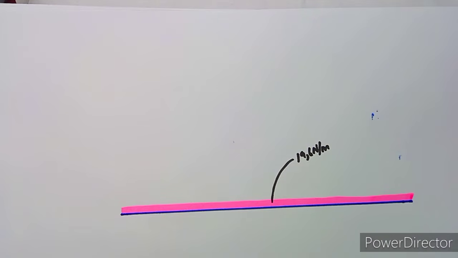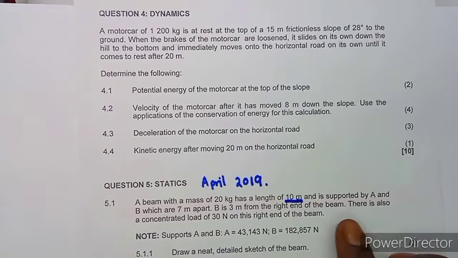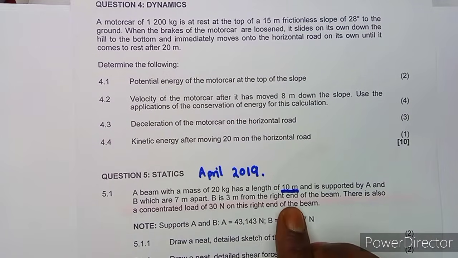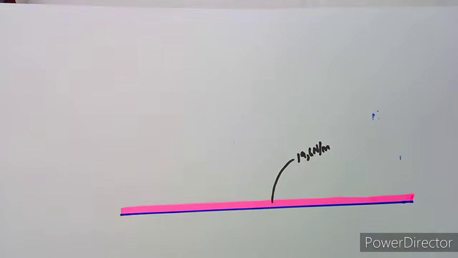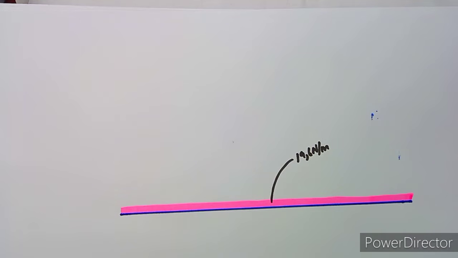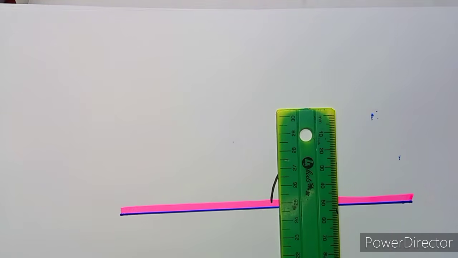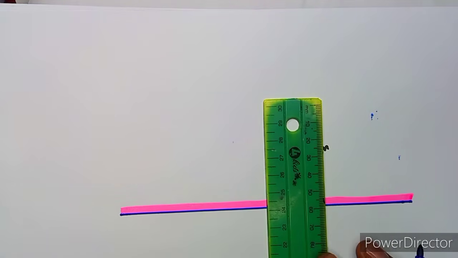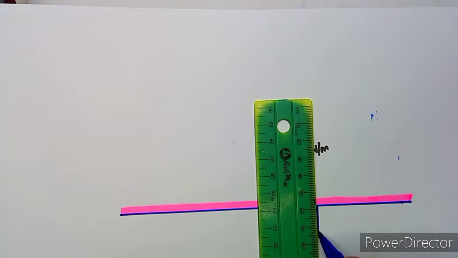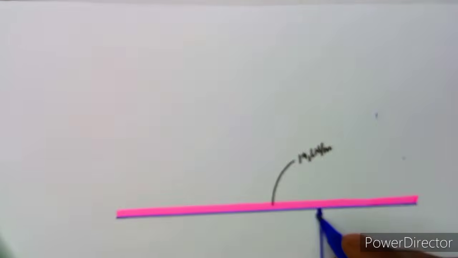You can even write mass, it's fine. The support B is the one we are given, that B is 3 meters from the right end. So this is your right end, 3 meters, and there is a support there at B, which is 3 meters from the right end. Let's say it is somewhere here.